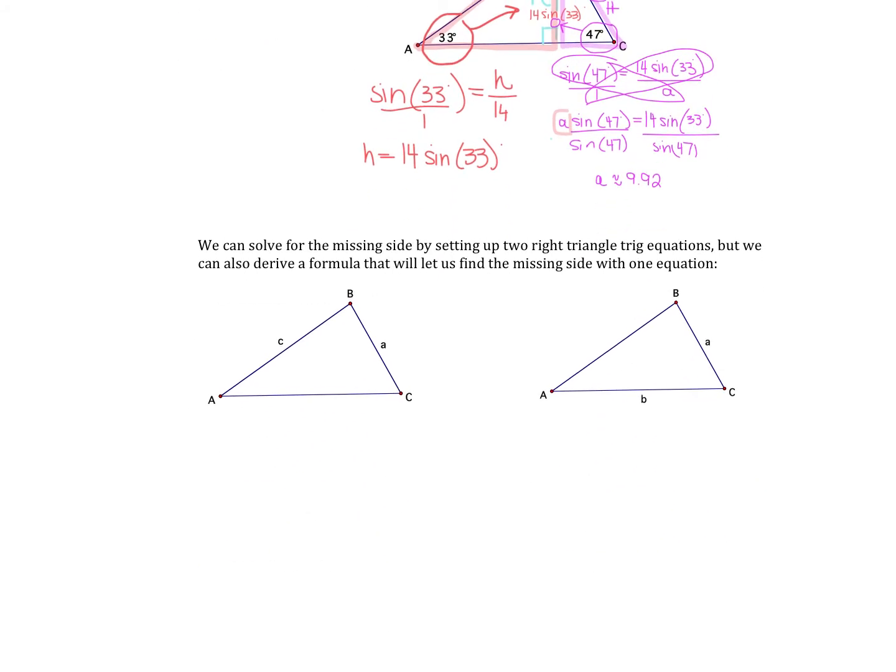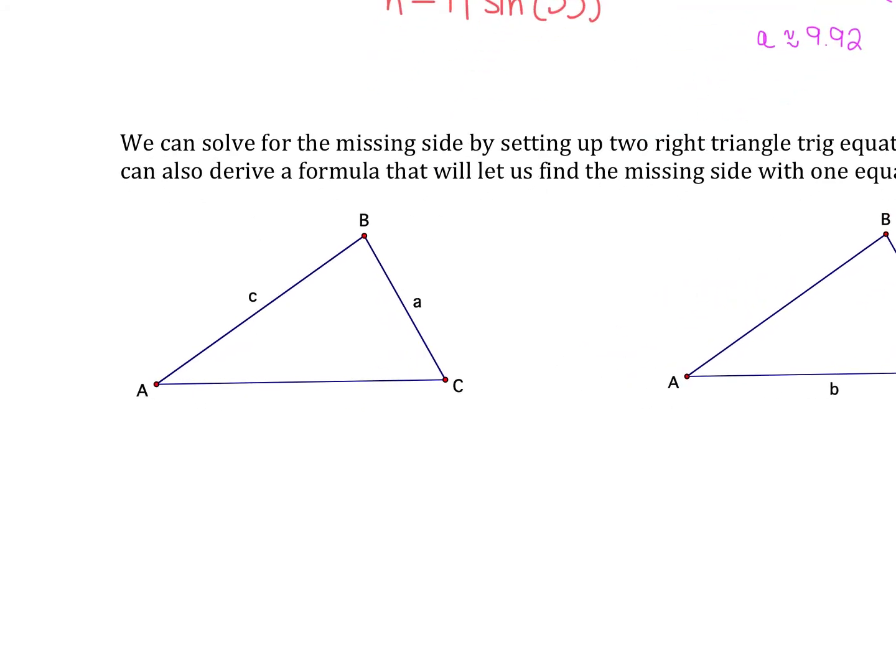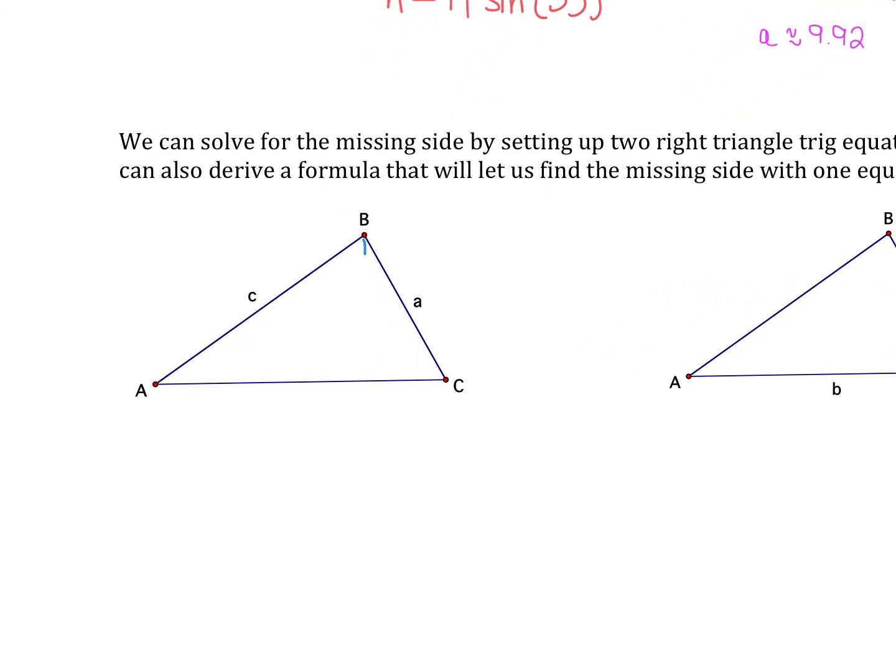So what I'm going to do is the same thing. I'm going to split this triangle right here by dropping down the altitude, and I will call that altitude h. So if I want to set this equation up, it's going to be sine of angle A equals the opposite, which I called h, over c.